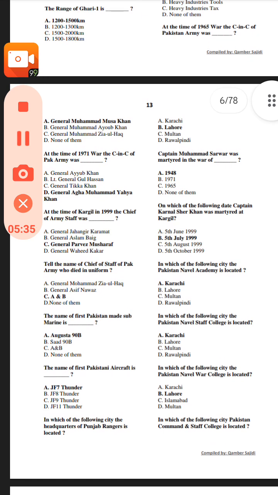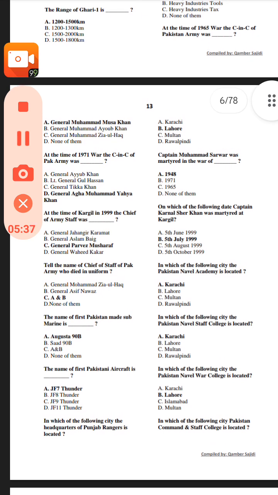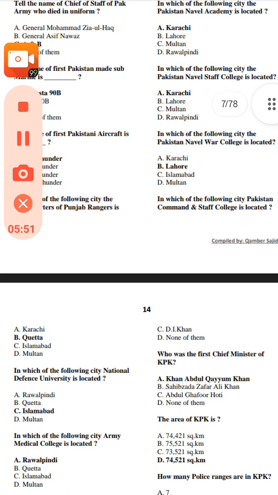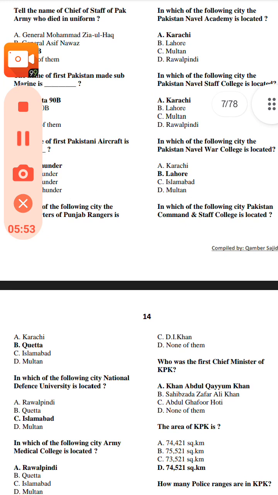In which of the following cities is the headquarters of Punjab Rangers located? Lahore. Captain Muhammad Sarwar was martyred in the war of 1948. On which date was Colonel Sher Khan martyred? 5th July in Kargil, 5th July 1999.